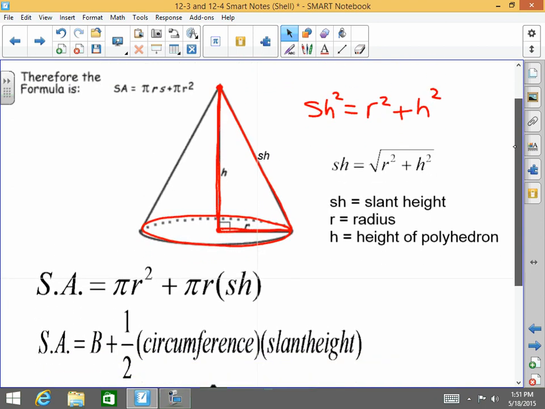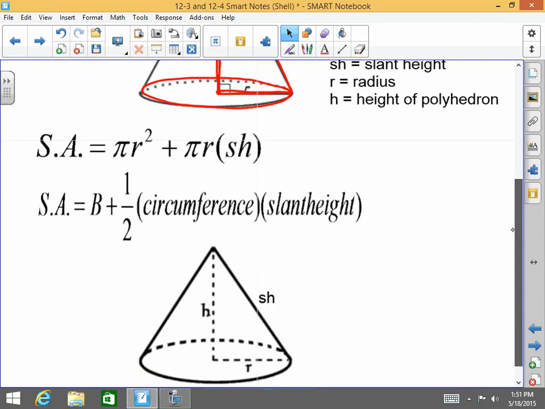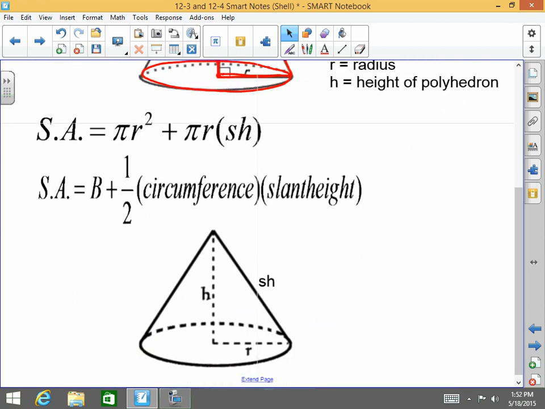Got it? Yeah, it's the same formula here, guys. I repeated the same formula a couple times here just to make sure I drove home the point. Yes, sir. Can you explain it again? I don't really get it. Okay, what don't you get exactly?